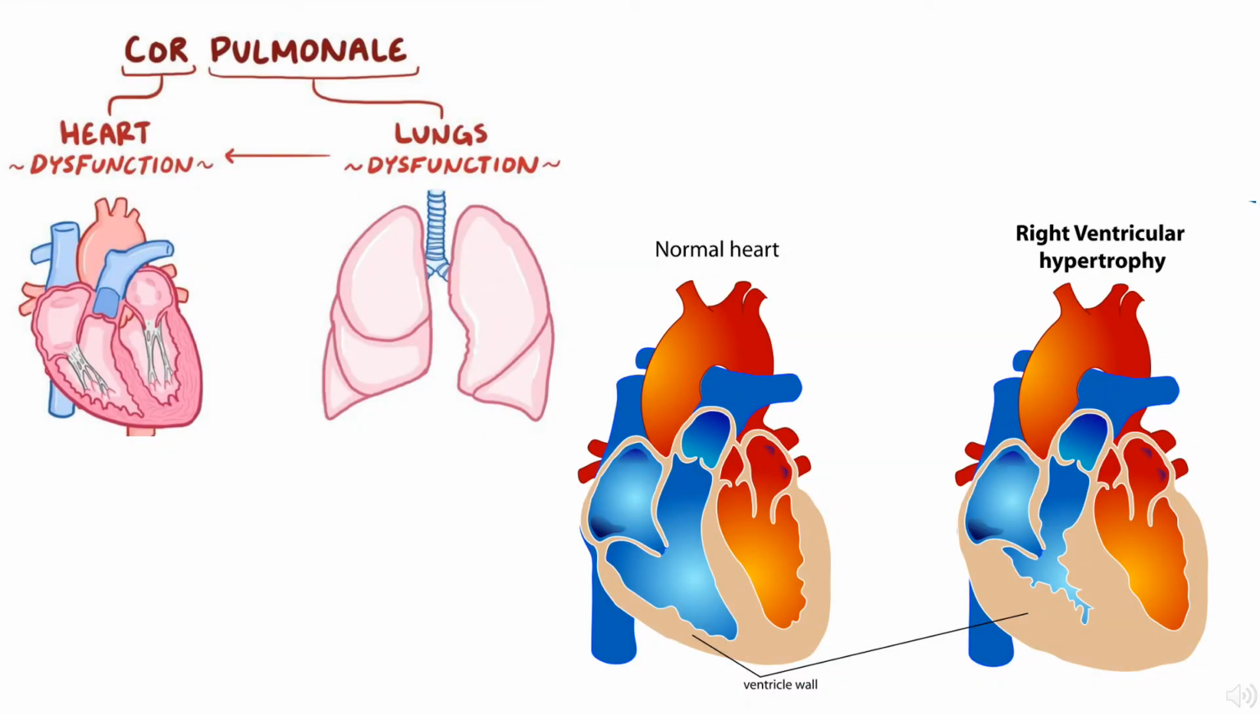Here are 2 images that show the instances of cor pulmonale. On the left image, there is a problem occurring in the lungs which leads to dysfunction of the heart, which is essentially the meaning of cor pulmonale. The image on the bottom right shows a normal heart, and next to it, a heart with the hypertrophy of the right ventricle.